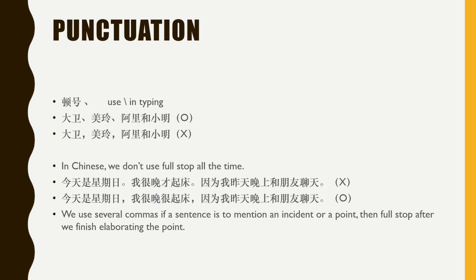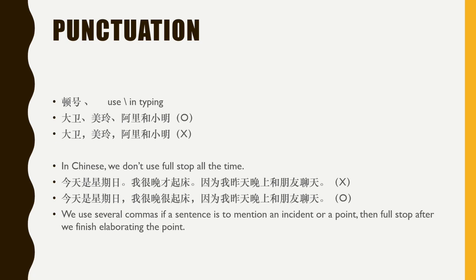I also can understand why you use that, but this is not the way we use punctuation in the Chinese world, so we don't use it like that. Normally in this case, we will use the comma. 今天是星期日, comma 逗号, 我很晚才起床, 因为我昨天晚上和朋友聊天. So when do we use comma? Like this sentence, you need to mention one point. So for one point, we use several commas and then only we stop with a full stop.